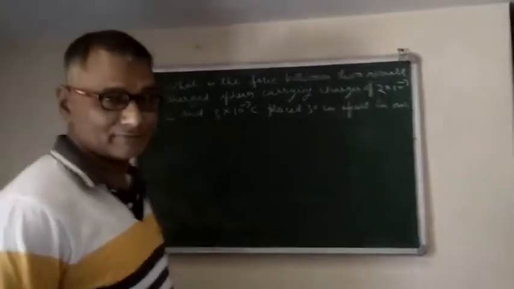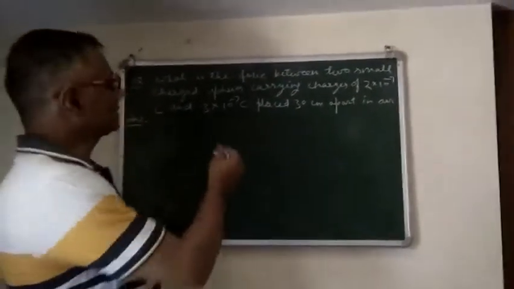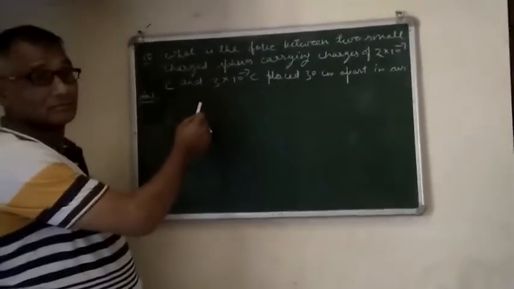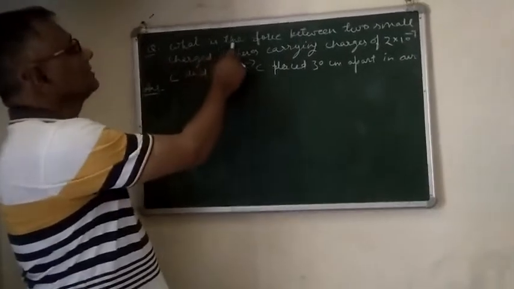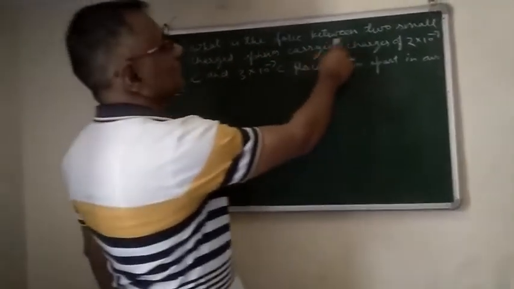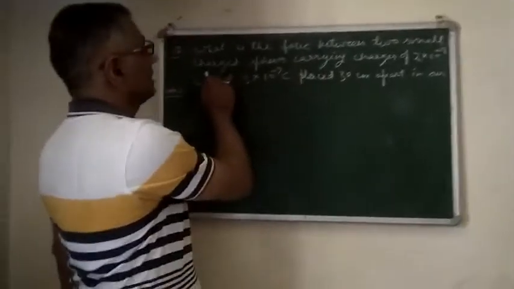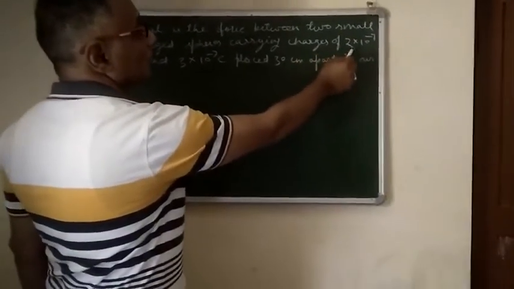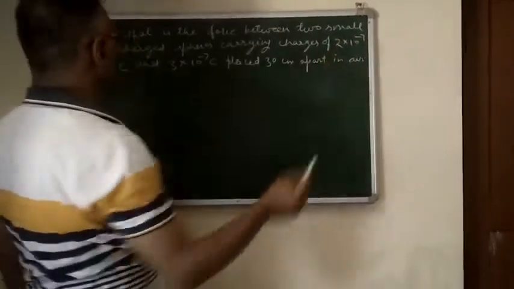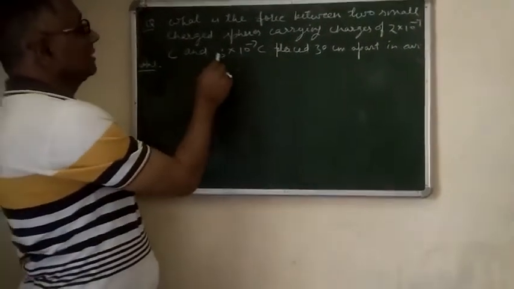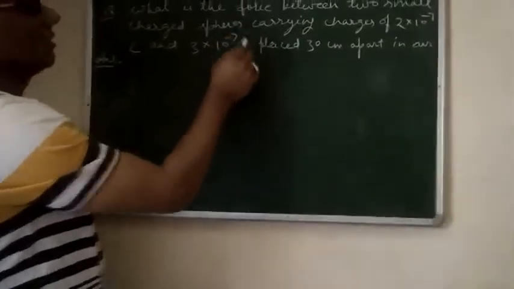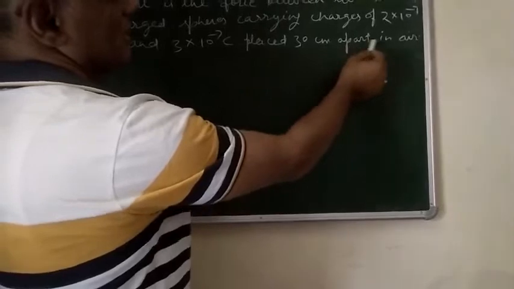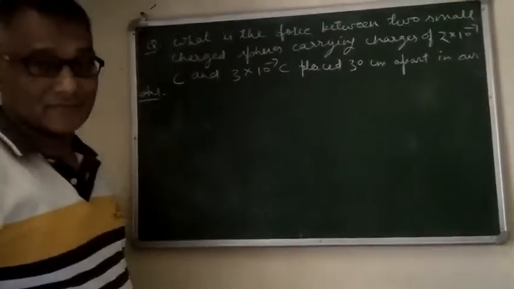Hello and good morning. This is a numerical question on Coulomb's law. What is the force between two small charged spheres carrying charges of 2 into 10 to the power minus 7 Coulomb and 3 into 10 raised to the power minus 7 Coulomb placed 30 centimeter apart in air?